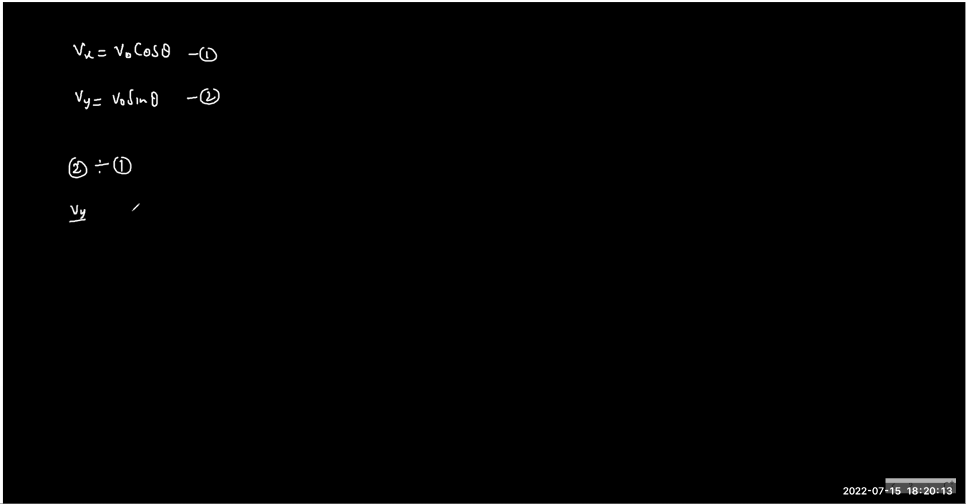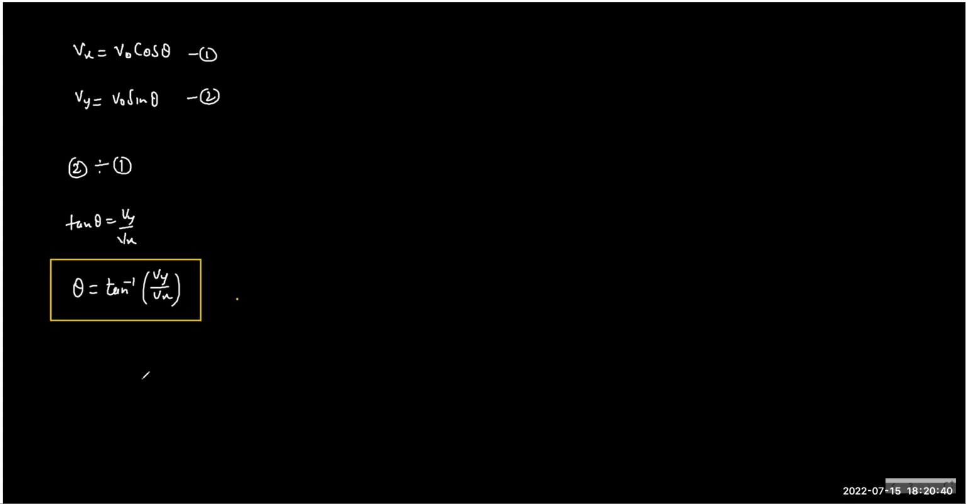If you divide the 2 by 1, what do we get? Vy upon Vx. Let me write it the other way around. So may I write tan theta equals Vy upon Vx? Is it okay, guys? Yes, sir. So theta is equal to tan inverse Vy upon Vx. That's the whole idea of tan theta. Understood? So theta is tan inverse Vy upon Vx.